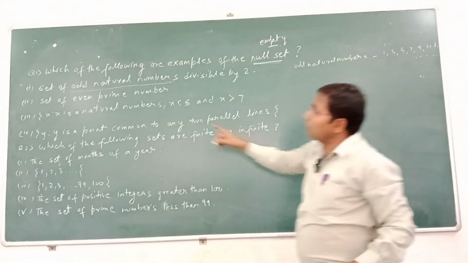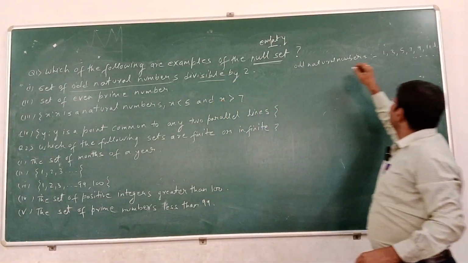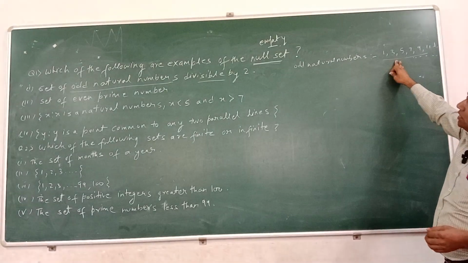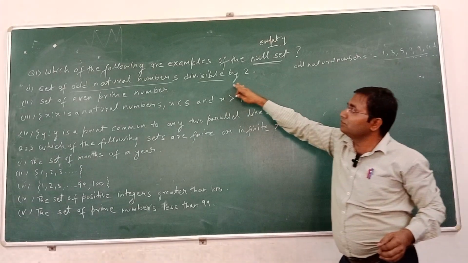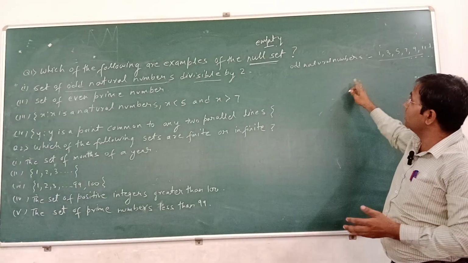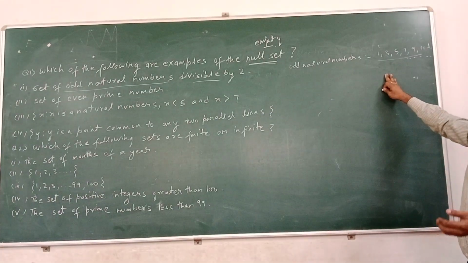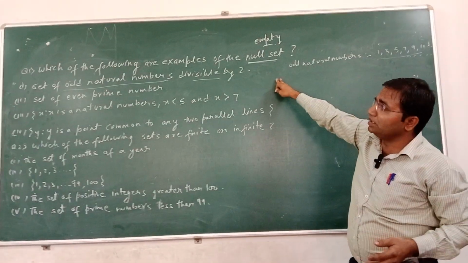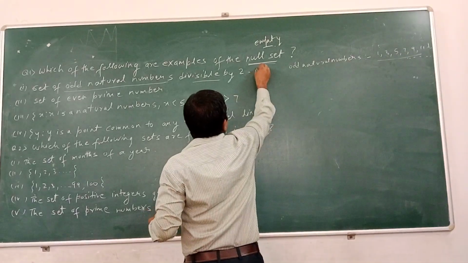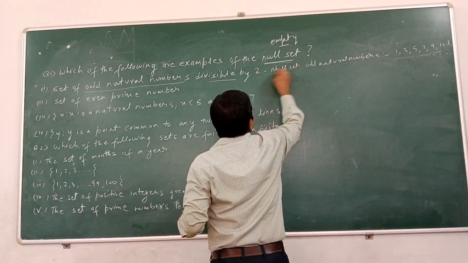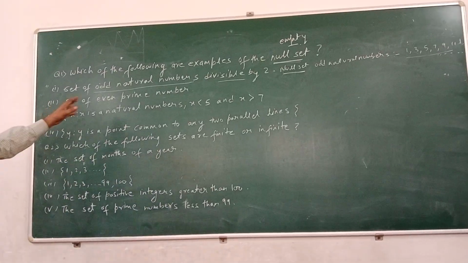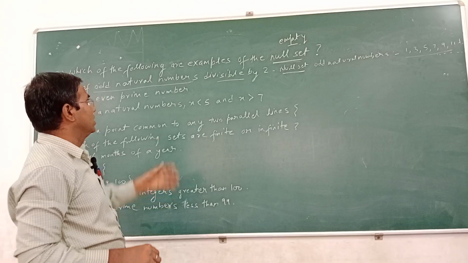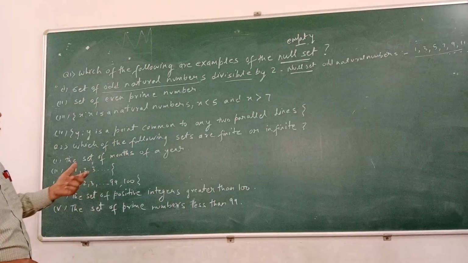So what it is saying is odd natural numbers divisible by 2. You can see here these numbers are not divisible by 2. But here it is saying divisible by 2. A number will be either divisible by 2 or odd. So an odd number is not divisible by 2, so there will be no element in this set. So this will be a null set. This is the example of a null set because in this set no elements will be there.